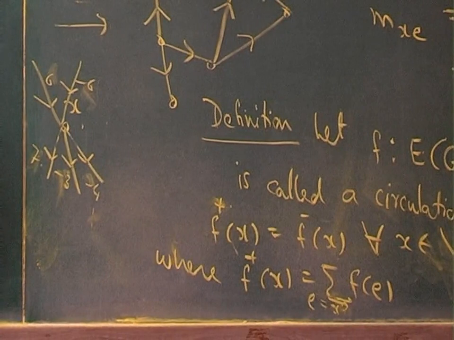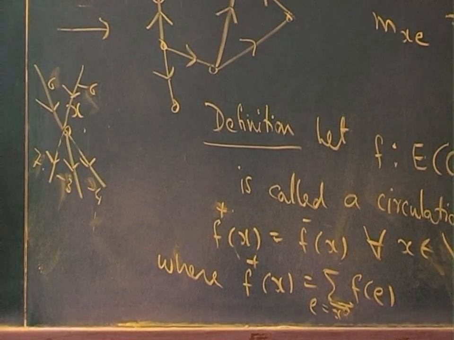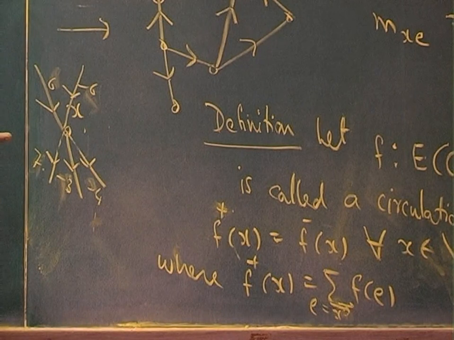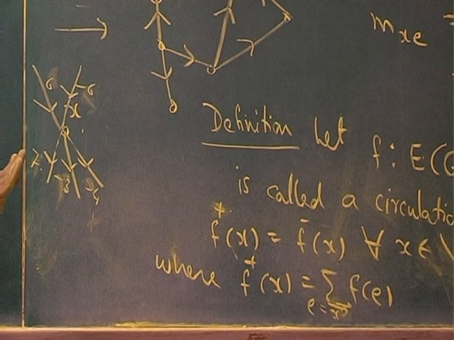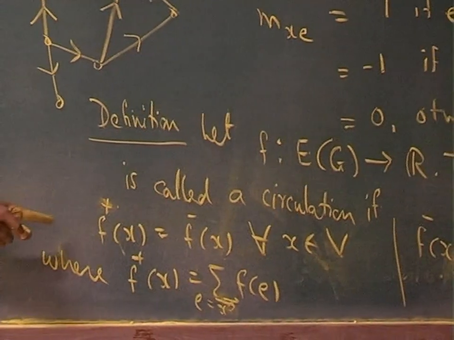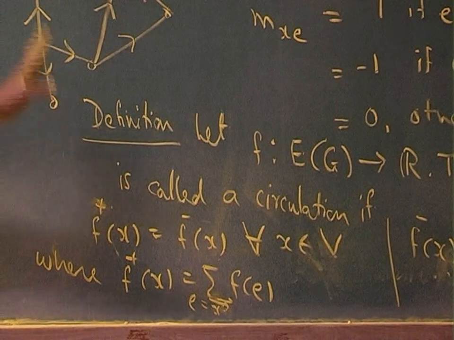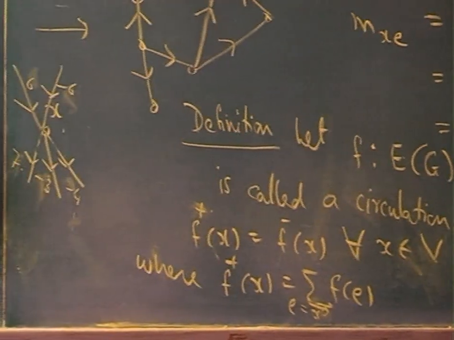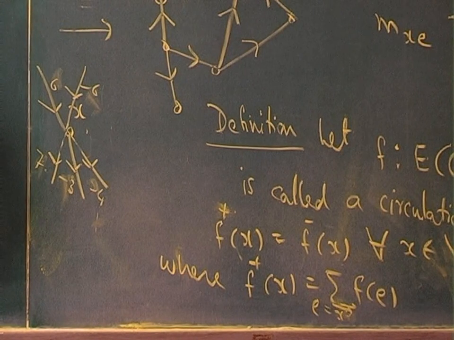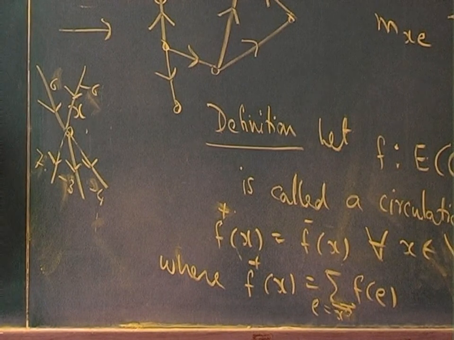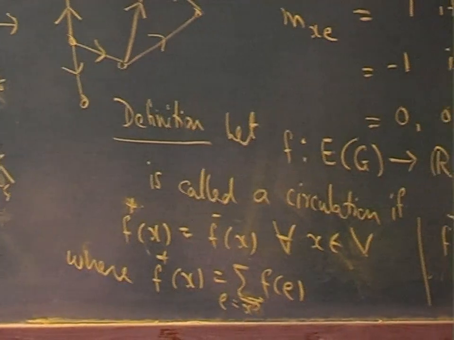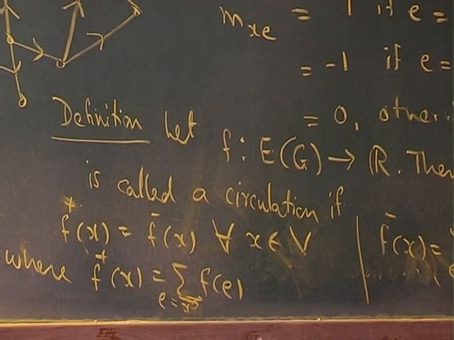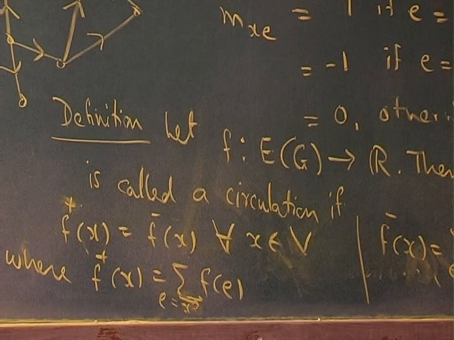Circulations exist. Circulations exist in any graph because, for obvious reasons, this manipulation can of course be worked out, but there is a zero circulation. I can just decide the zero function is a zero circulation. Maybe there are situations where the zero circulation is the only circulation possible. Think of which graphs will have only the zero circulation as the circulation. You can think about it when you go home.